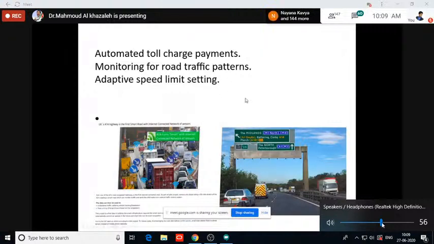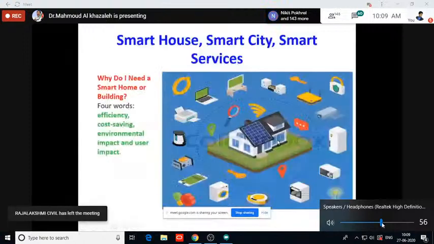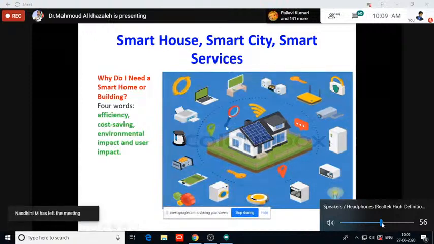Automated toll charge payment monitoring for road traffic and adapted speed limit setting can be used even with the 5D model. Now the future is the smart house, smart cities, and smart building services. Why do I need a smart home or smart building? Four words can reflect my needs: efficiency, cost saving, environmental impact, and user impact.